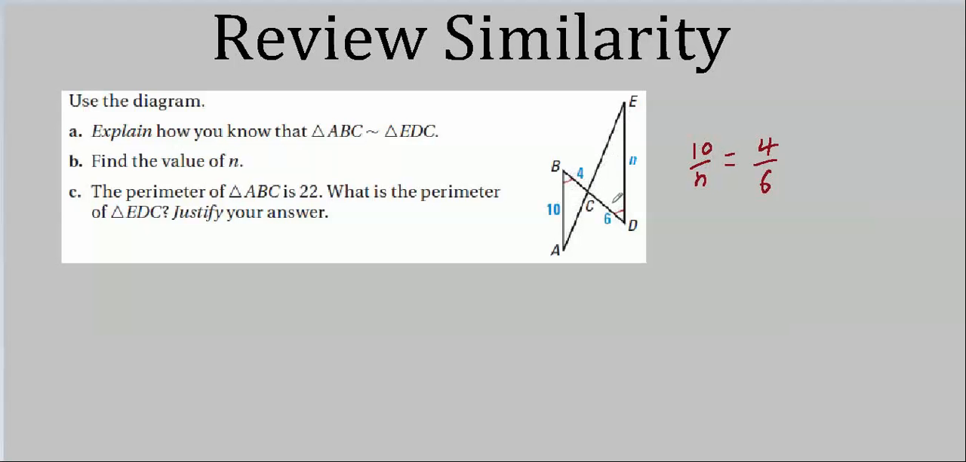And as we know from way back a long time ago, that means these two angles also have to be congruent. Opposite this congruent angle, this part of the congruent pair, you could say, is 4, and opposite this is 6. So we have 10 over n is equal to 4 over 6, or 4n equals 60, n equals 15. Now, the perimeter of ABC is 22.